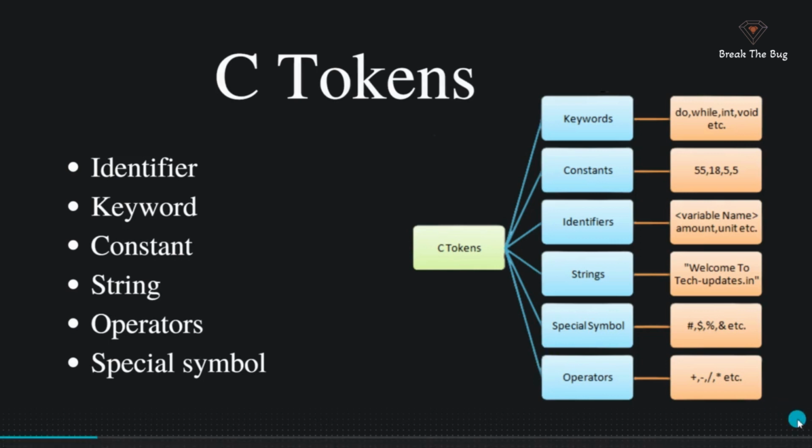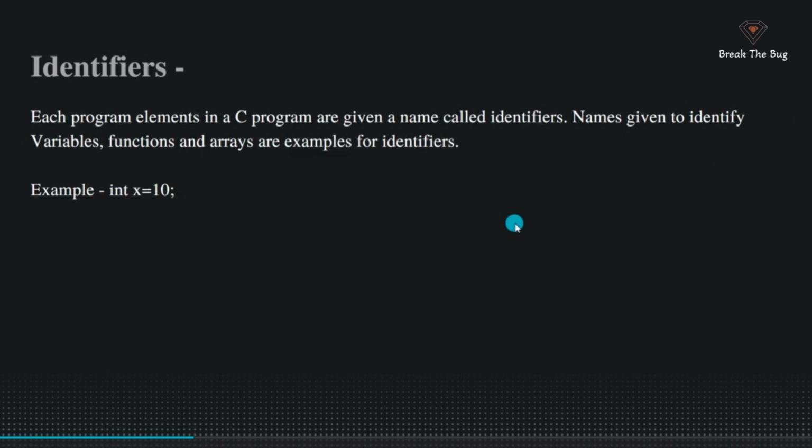Now, we will learn about them. What are identifiers? Each program element in a C program is given a name called an identifier. Names given to identify variables, functions, and arrays are examples of identifiers.